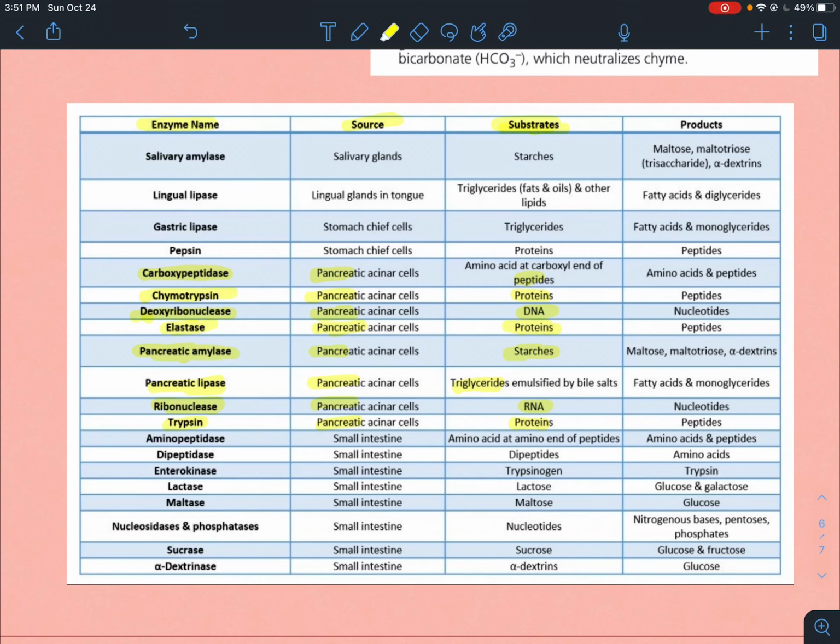We can compare that to, for example, what is coming out of saliva. You've got salivary amylase and salivary glands that break down starches. You've got lingual lipase, lingual glands and tongue for triglycerides, fats, in other words. And in the stomach, we talked quite a bit about pepsin, which is to break down proteins, but there's also gastric lipase to break down triglycerides.